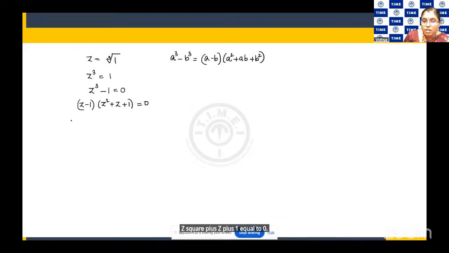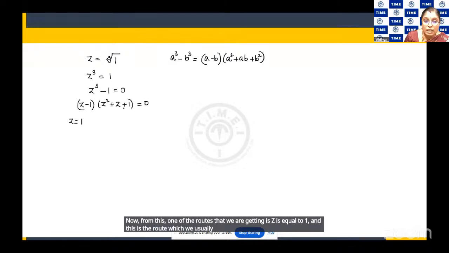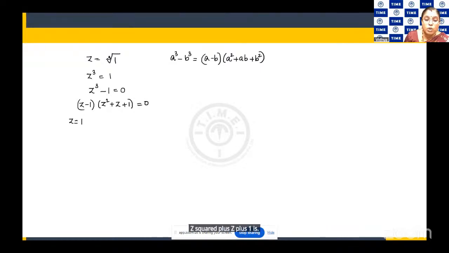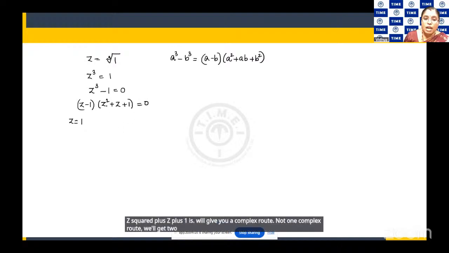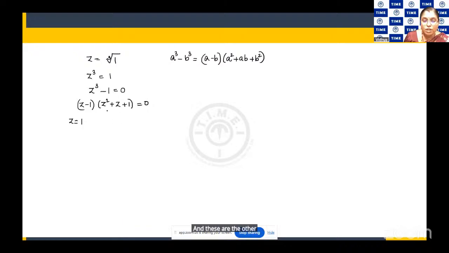Now from this, one of the roots that we are getting is z is equal to 1. And this is the root which we usually use. And then z square plus z plus 1 will give you complex roots. Not one complex root, we'll get two complex roots. And these are the other two roots of unity. Okay, so total three roots will be there.